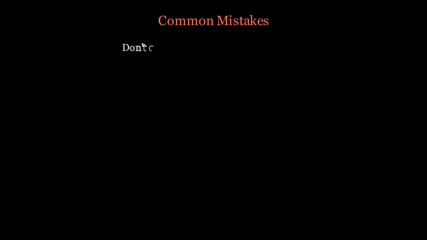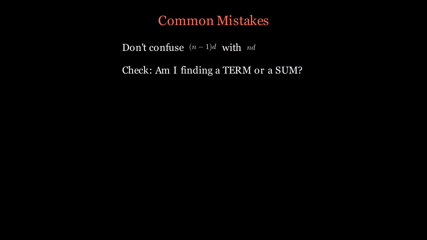Before we finish, here are some common mistakes to avoid. Don't confuse (n minus 1) times d with just n times d. Always check whether you're finding a term or a sum. They use different formulas. And remember, the difference must be a constant.